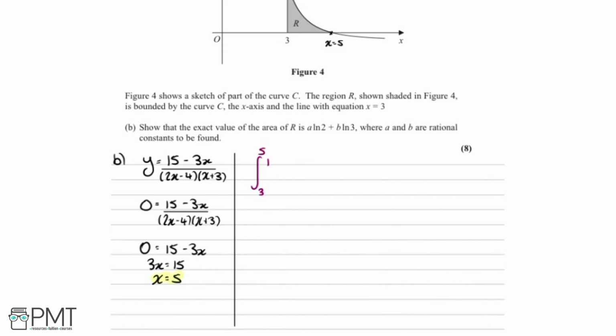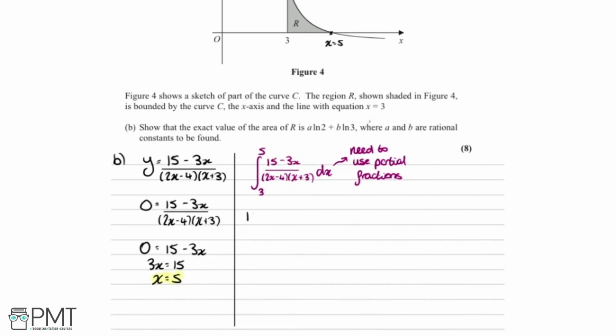So we're going to be integrating (15 minus 3x) over (2x minus 4) multiplied by (x plus 3) with respect to x. To integrate this, we're going to need to use partial fractions. So we're now going to work on writing this equation in partial fractions.